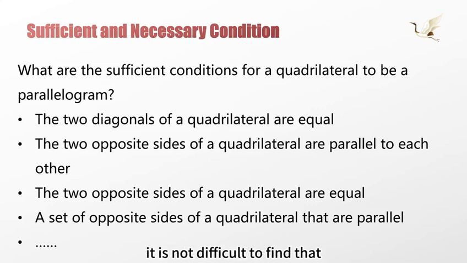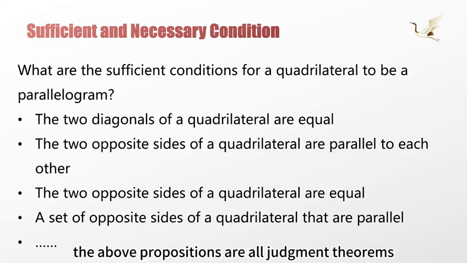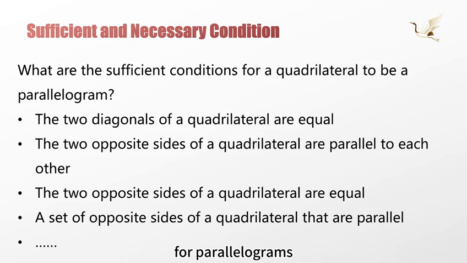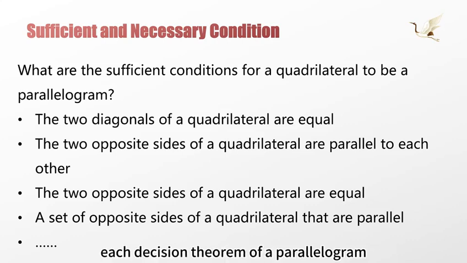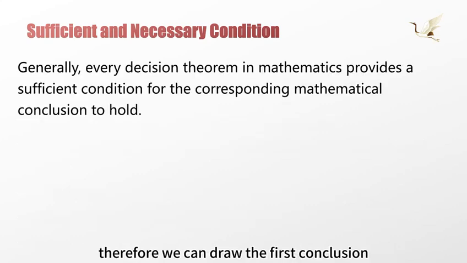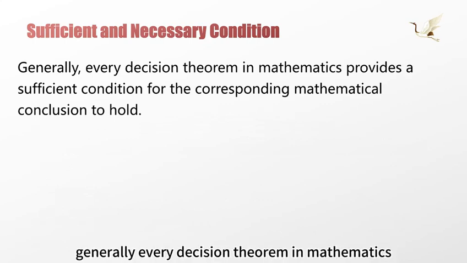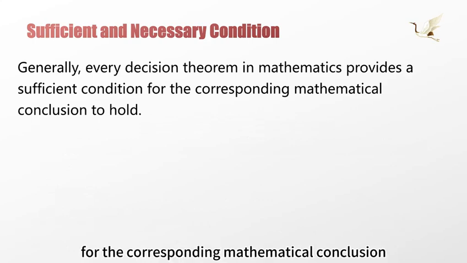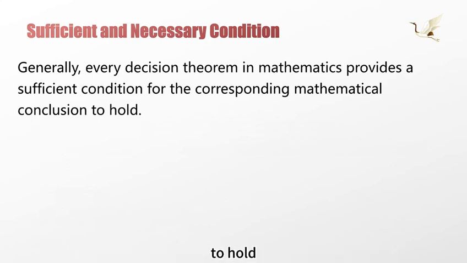In fact, it is not difficult to find that the above propositions are all judgment theorems for parallelograms. That is to say, each judgment theorem of a parallelogram provides a sufficient condition for a quadrilateral to be a parallelogram. This condition can fully ensure that the quadrilateral is a parallelogram. Therefore, we can draw the first conclusion. Generally, every judgment theorem in mathematics provides a sufficient condition for the corresponding mathematical conclusion to hold.